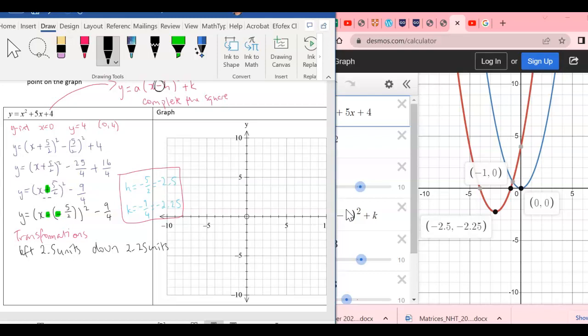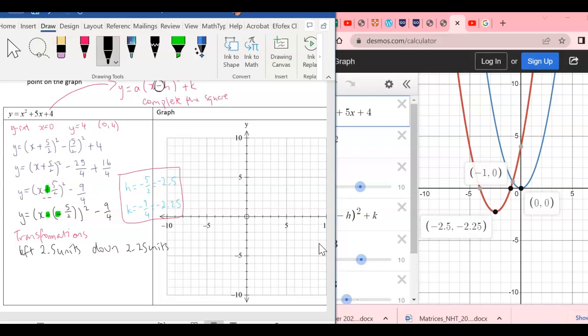So just remember that negative sign is the same as saying down or in the negative direction, which is probably the more formal language we need to use, but for now we're just using left, right, up, down. And left is 2.5 units. So instead of saying in the negative direction of the x-axis, you can also just say to the left.